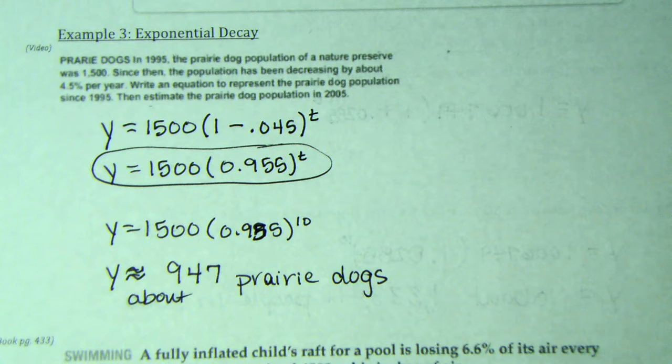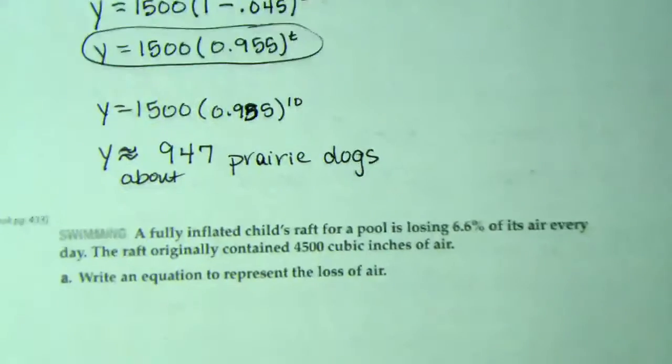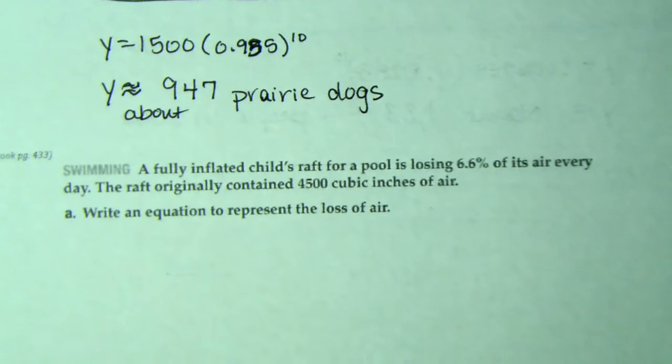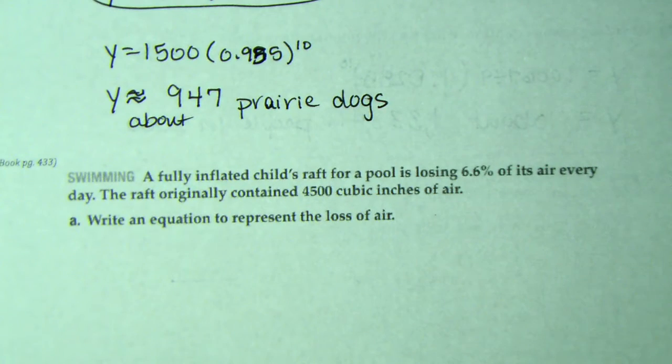Okay? How are we doing? So here's another, well, I won't say. You have to tell me. A fully inflated child's raft for a pool is losing 6.6% of its air every day. The raft originally contained 4,500 cubic inches of air. Write an equation to represent the loss of air.